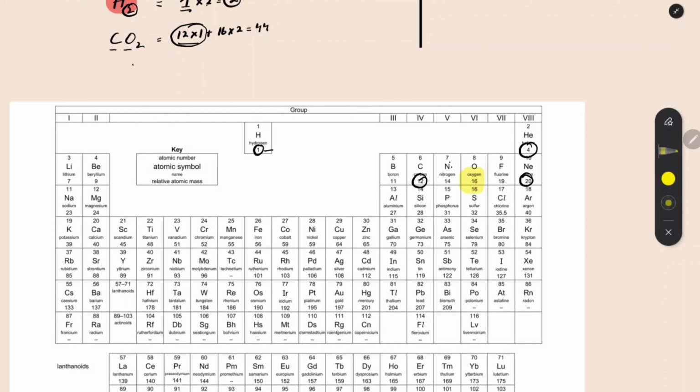This is oxygen, 16. So multiply 16 with 2, because there are 2 oxygen atoms in carbon dioxide. So 16 into 2 and 12 into 1. By adding the atomic masses of these different atoms, you will get 44. So this is the heaviest one.